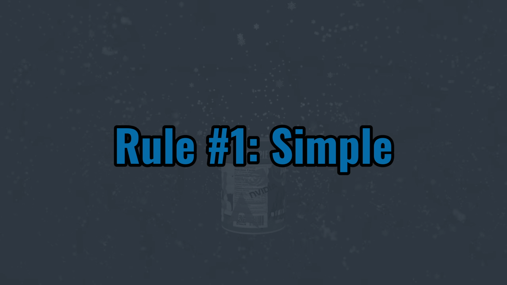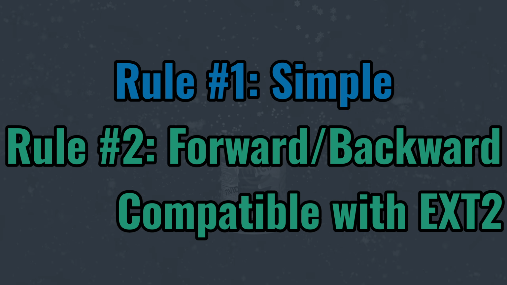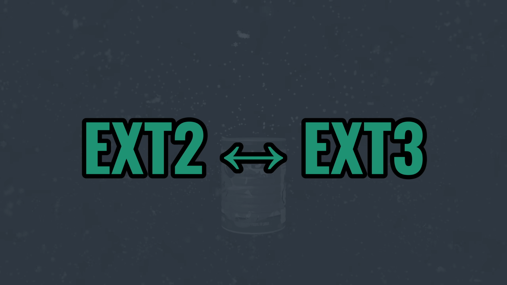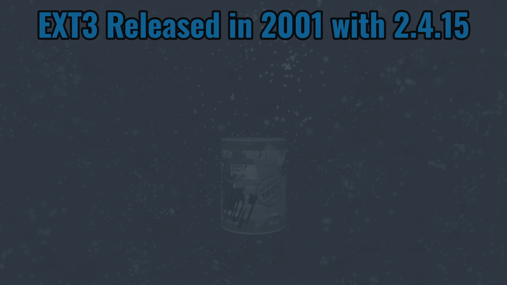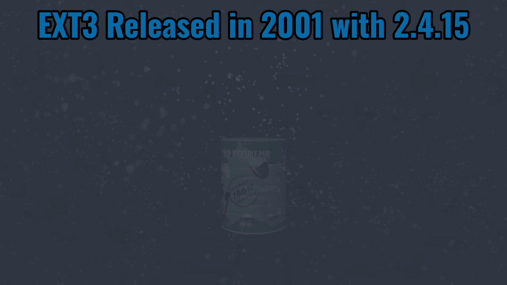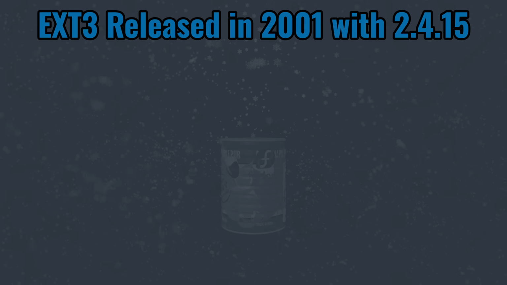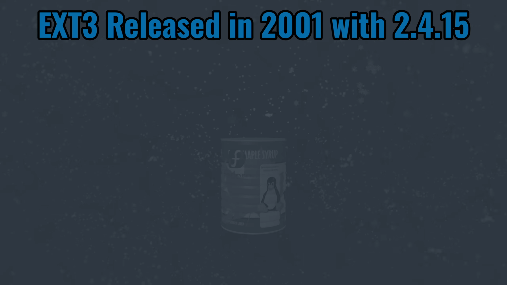The second rule is that it needs to be forward and backward compatible with EXT2, meaning that you're supposed to be able to take your EXT2 partition, transform it into EXT3, and then revert back to EXT2. With those rules, they released EXT3 in 2001 with Linux 2.4.15, which was pretty much only one feature that was added, and that's the journal.